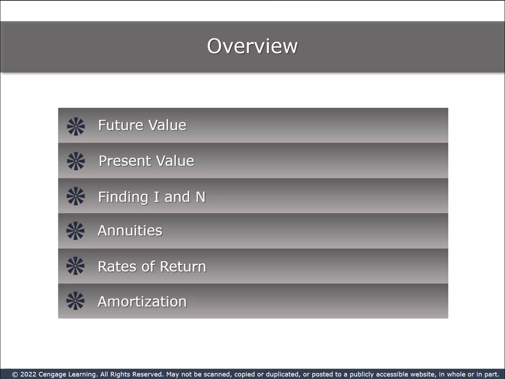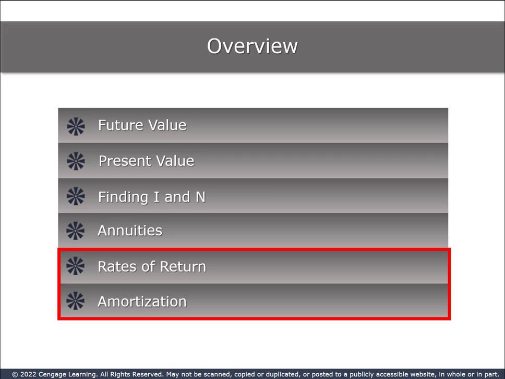Chapter 5 introduces one of, if not the most fundamental concept in finance, time value of money. This is such an important topic that the chapter is divided into 3 parts. In Part A, we'll cover the basics of time value of money. In Part B, we'll cover annuities, and in Part C, we'll expand into related topics of rates of return and amortization.